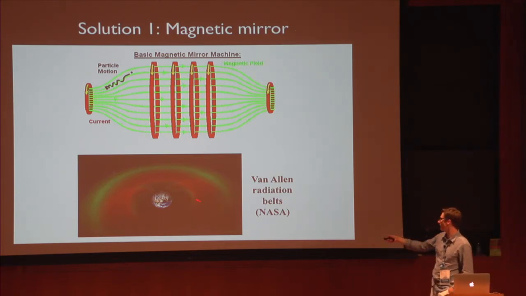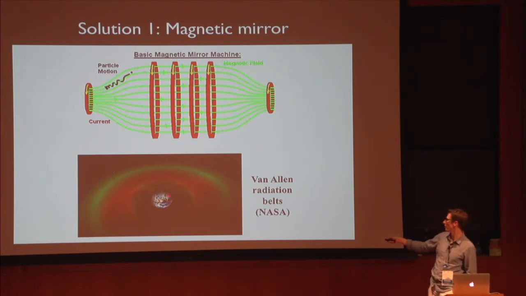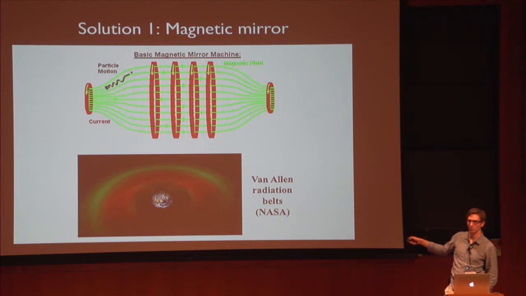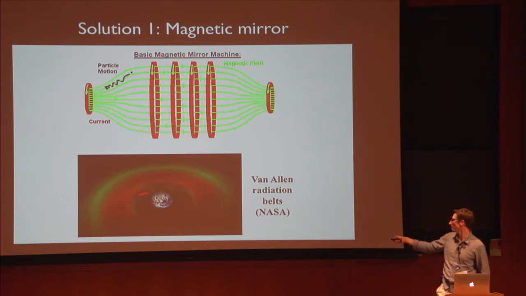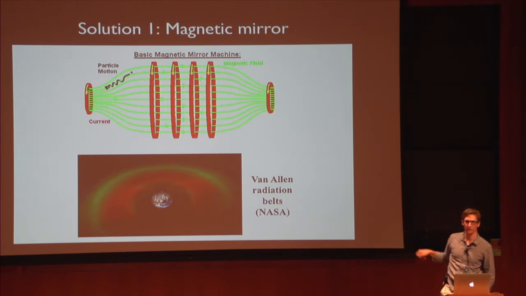And so, for instance, that's what happens in the Van Allen radiation belts. Charged particles come in, are trapped by the Earth's magnetic field, and because the Earth has a dipole magnetic field, the field is stronger at the poles, and so particles basically just bounce back and forth between these poles while precessing around the Earth, right?